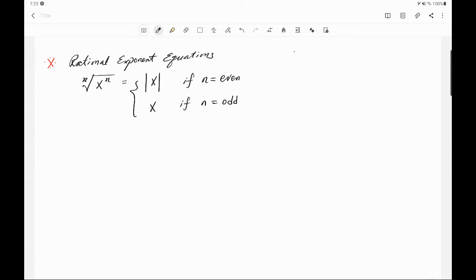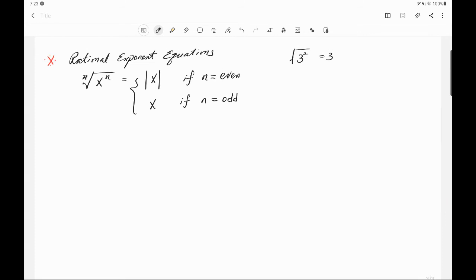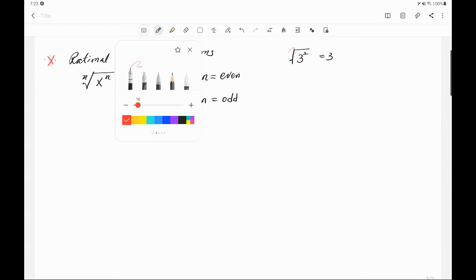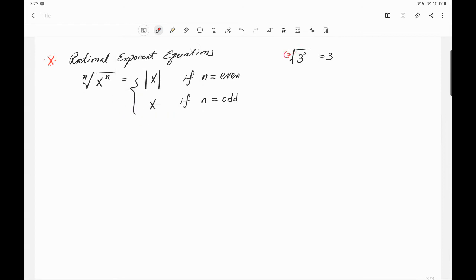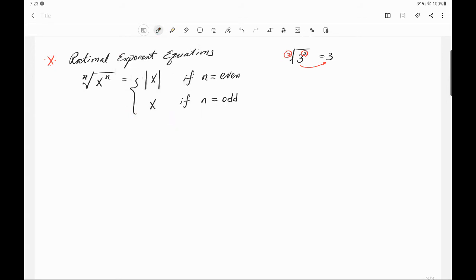So how about the square root of 3 squared? Isn't it 3, right? That is 3. Because square root means the index is 2. Okay, the index is 2. That's the square root. So since the index is 2 and the exponent is 2, you can take this 3 out, but make it positive. You know, 2 is an even number, right? The index 2 is an even number.